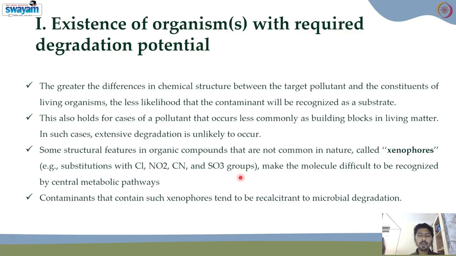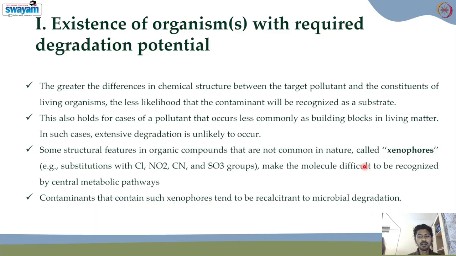So this is not a normal part of a biological system, and we call these substances xenobiotics since they contain unusual groups or they are not common in nature. So these are all man-made pollutants or man-made organic compounds. So what happens? These xenobiotics, as they are man-made, often confuse the microbes. So what happens? It makes the pollutant recalcitrant to microbial degradation.